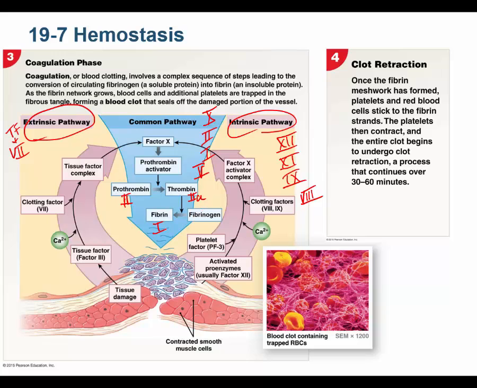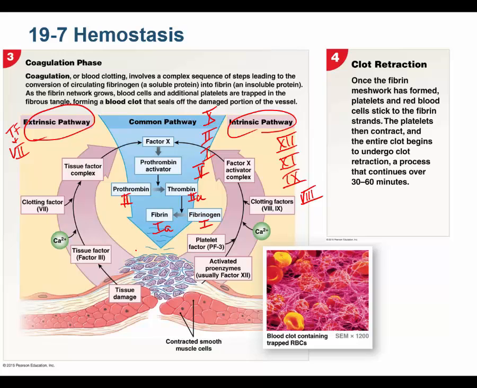1 is fibrinogen, and 1A is fibrin. So prothrombin is activated to thrombin, which activates fibrinogen to fibrin. Fibrin is active.